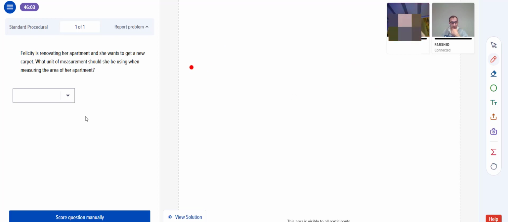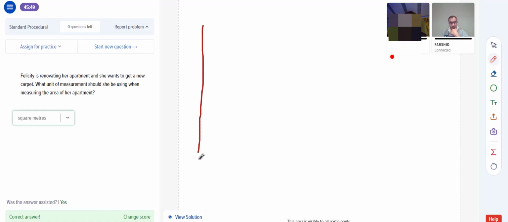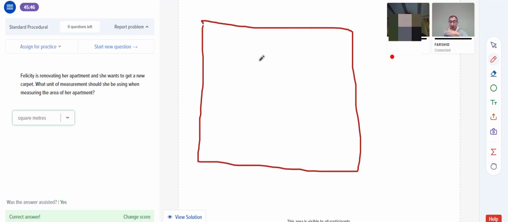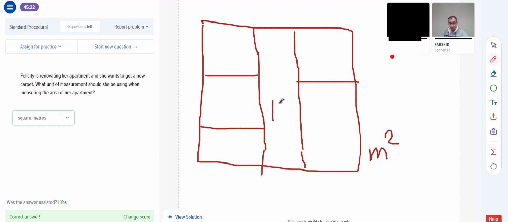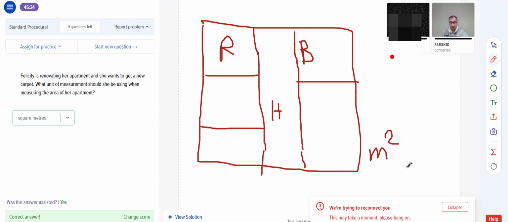Felicity is renovating her apartment and she wants to get a new carpet. What unit of measurement should she be using when measuring the area of her apartment? Meters. So any hall, any room, if you want to measure a bathroom or any parts of your apartment, you use square meter.